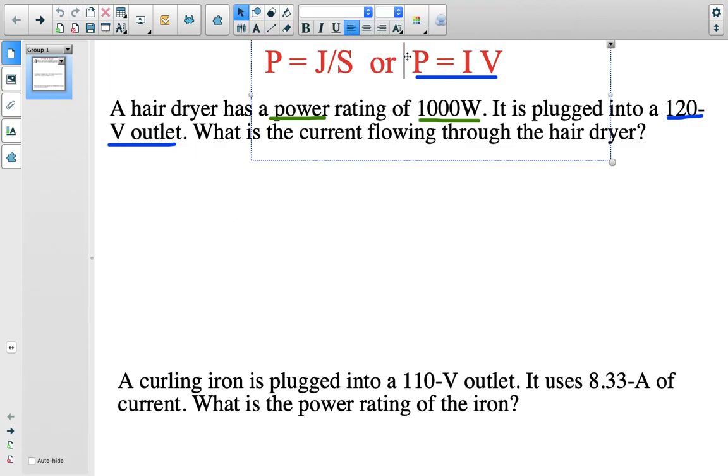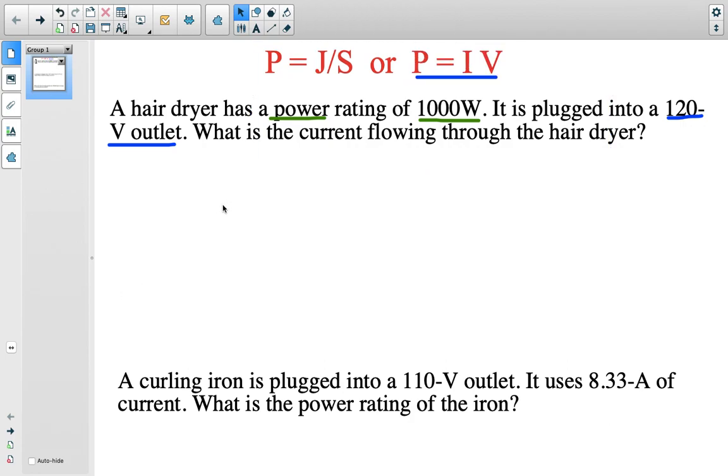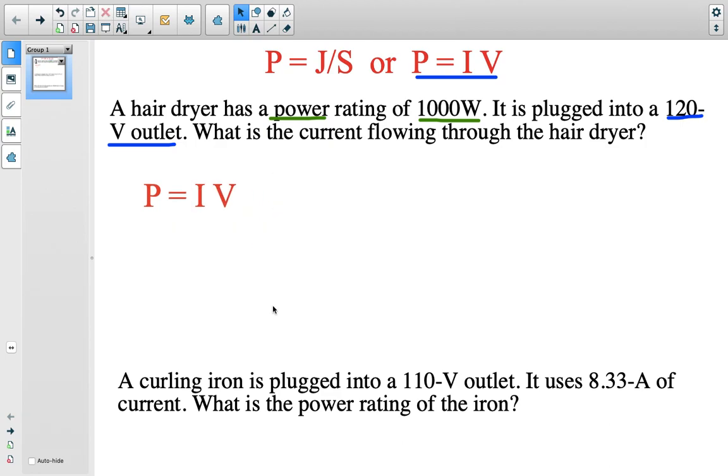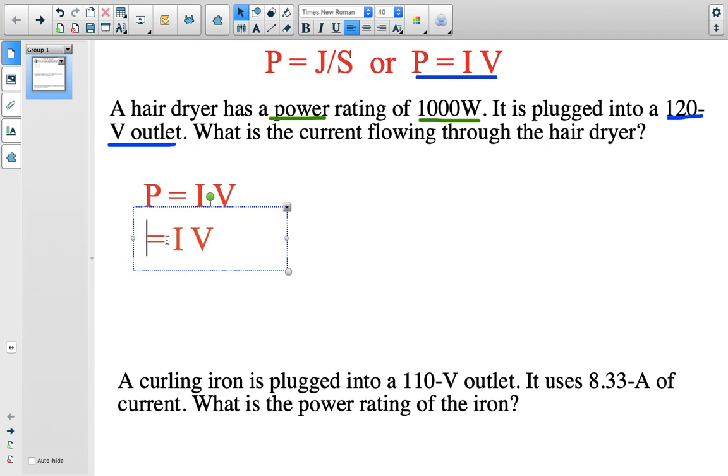So I'm just going to copy. So let's use this formula to help us find our current. So we know what our power is. Power is 1,000 watts. Okay. We don't know our current, but we do know our voltage, and our voltage is 120. I'm going to put brackets here so then we can identify that we are multiplying here. So remember, we multiply when these variables are touching.